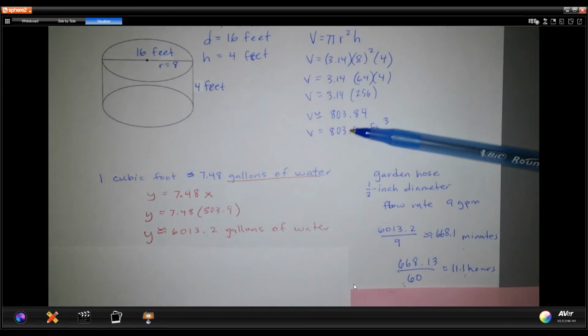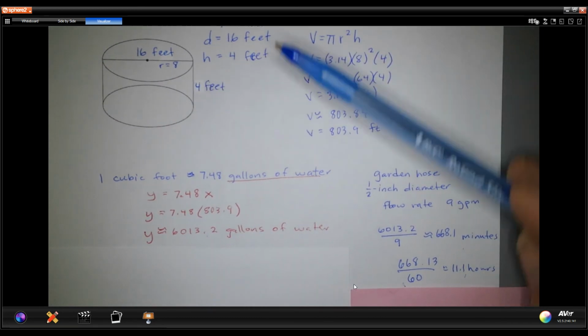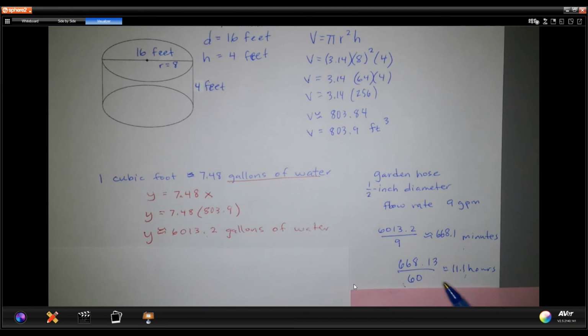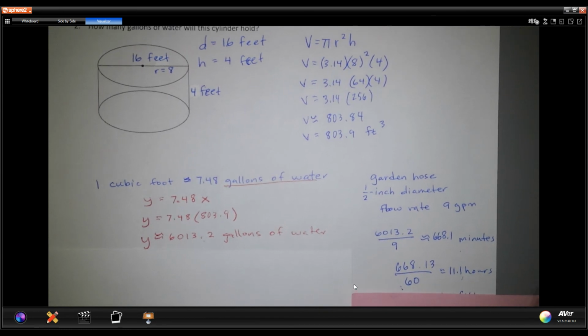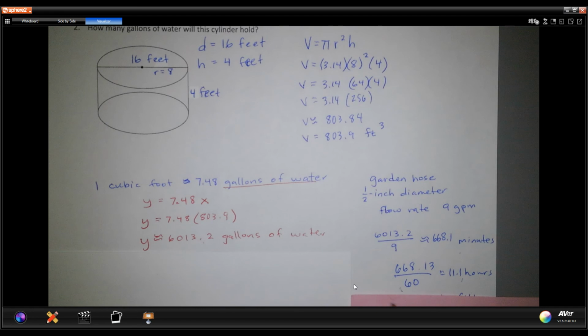We went from 803 cubic feet of volume to 6,000 gallons of water that would take nearly 11 hours to fill up. Don't worry, there's a couple other options for a 2-inch hose and a 3-inch hose that you'll also need to find out. But there's also the process that you're going to have to figure out of draining the pool using a couple other different diameter hoses, which have a couple different flow rates. But the principle is still the exact same.